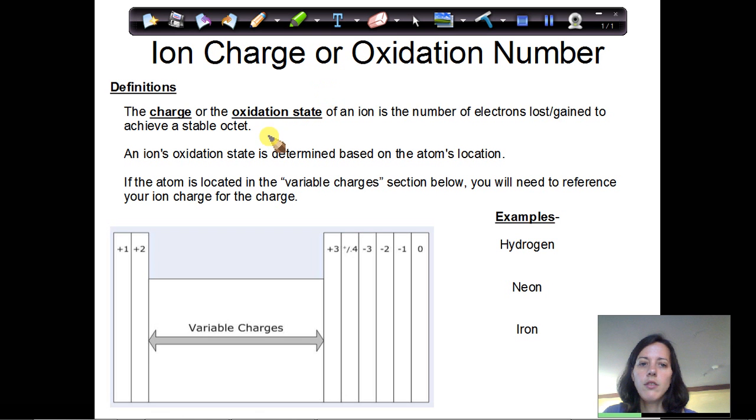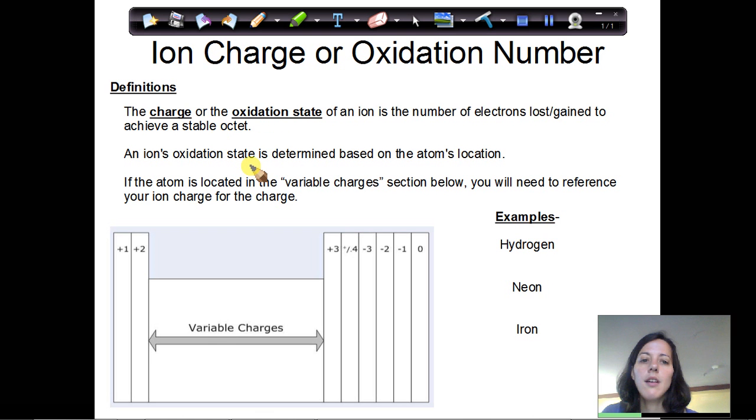So definition: the charge or the oxidation state of an ion is the number of electrons lost or gained to achieve a stable octet. Octet is 8. And we'll talk more about this theory next semester, but for now, all you really need to know is that 8 electrons in that outer valence shell, the highest energy shell of any atom, makes it stable. So atoms will bond to achieve this stable octet.